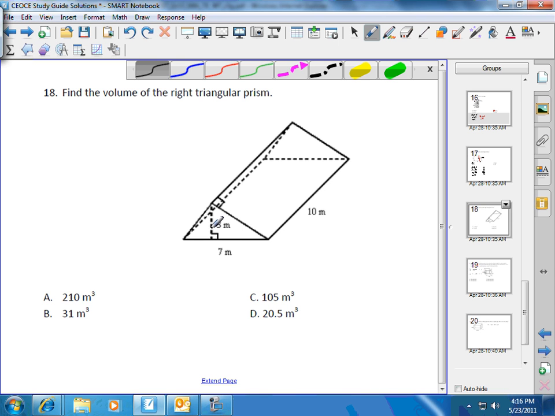So we first need to find the area of this triangle with a base length of 7 meters and a height of 3. Remember, the height is the altitude. It goes perpendicular from the base to the vertex. So the area of the triangle is going to be 1/2 the base times the height. The base being 7 and the height being 3. So that gives us, what, 10.5?